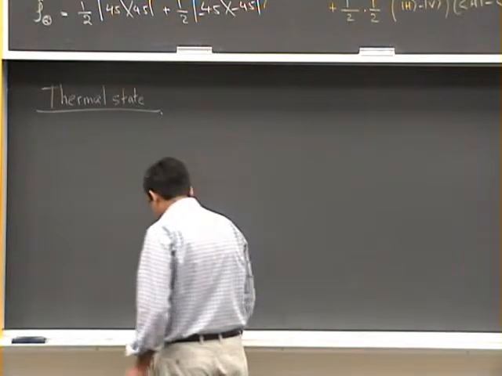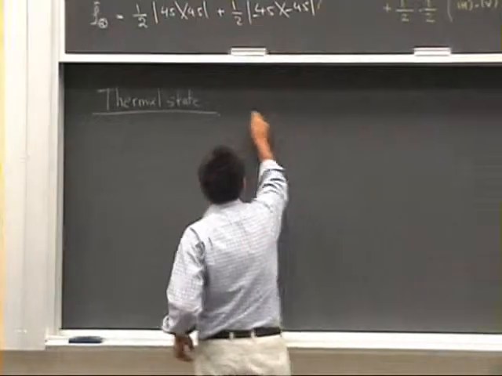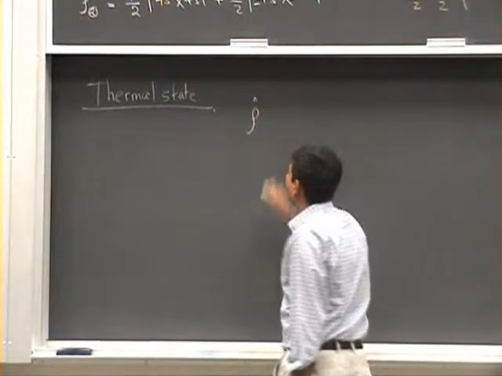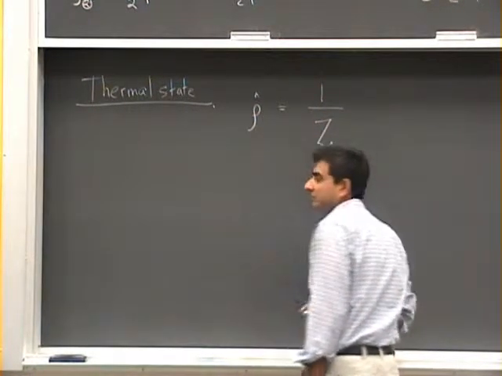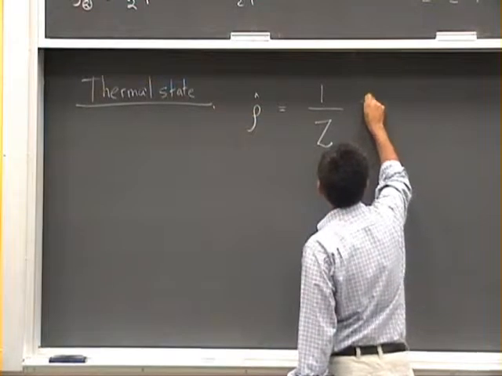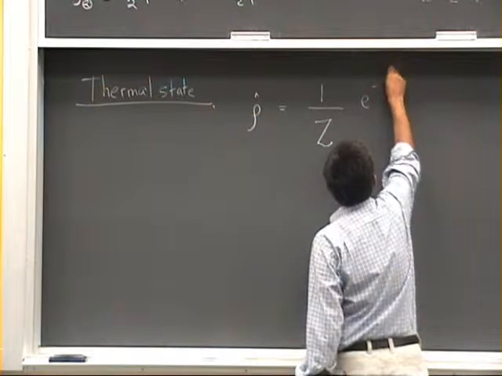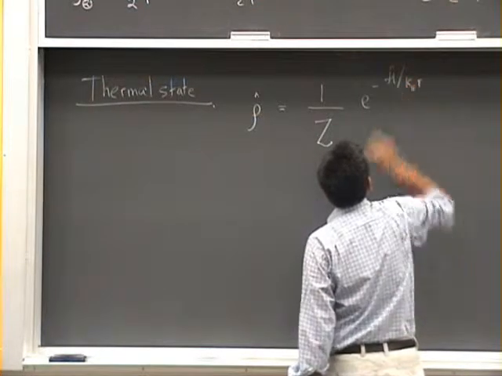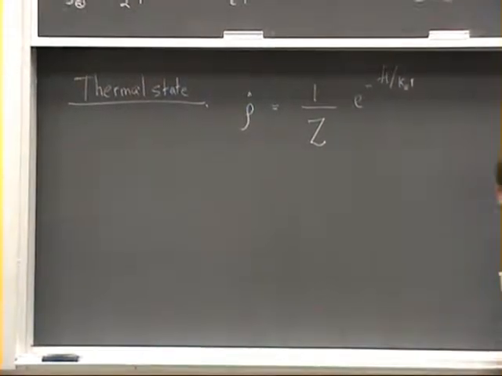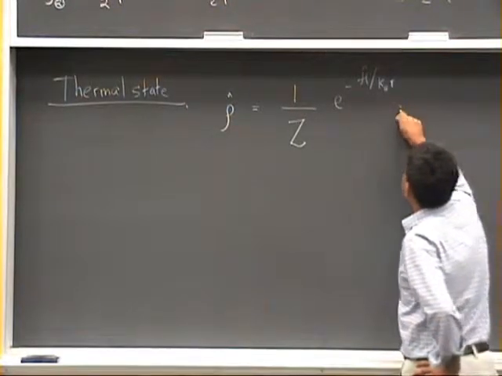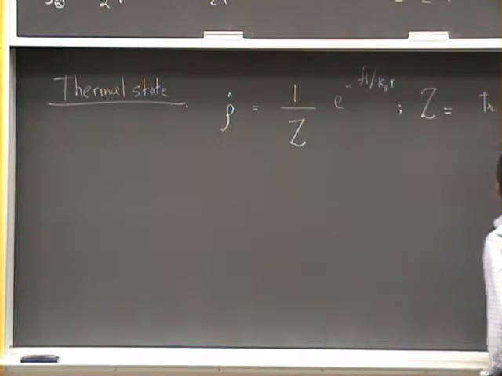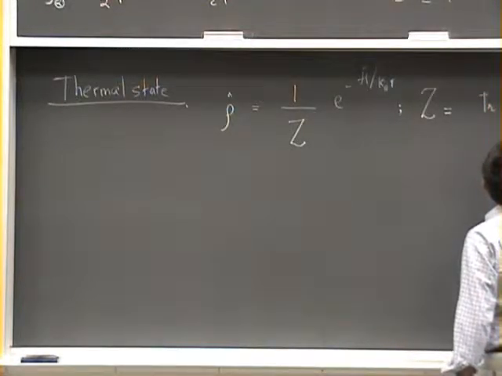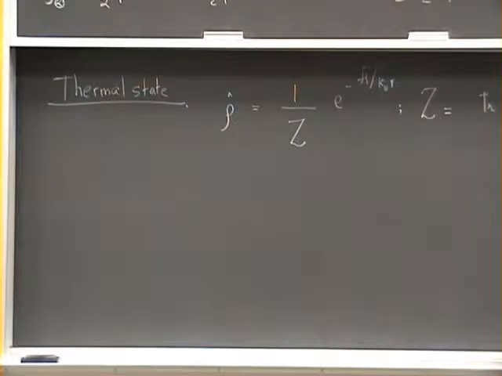If I have the thermal state, statistical mechanics tells us that the density operator for this state is going to be 1 over the partition function Z into exponent minus the Hamiltonian over kBT. The kBT is the temperature factor, kB is the Boltzmann constant. Okay? And this partition function Z is simply given by the trace of e to the minus H over kBT. Okay. So this is the thermal state.